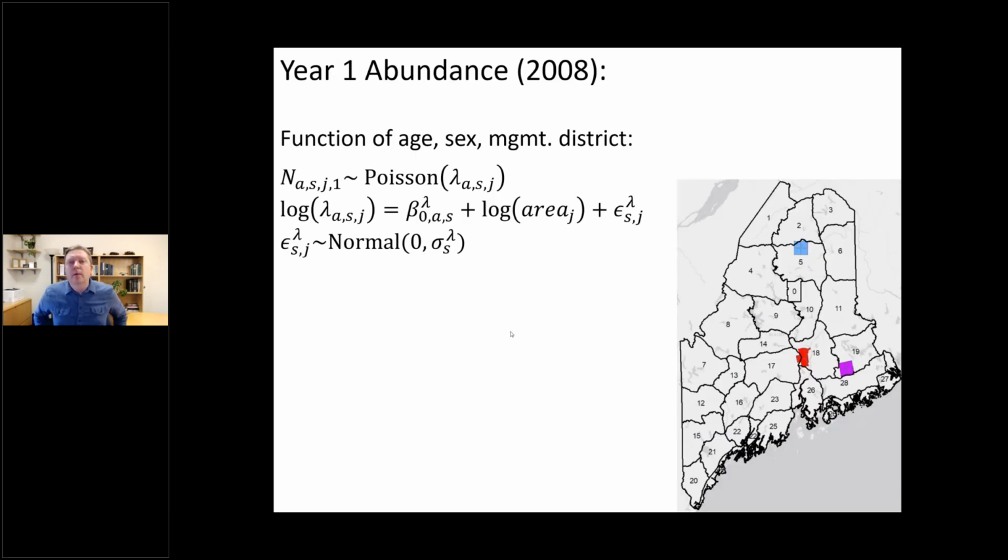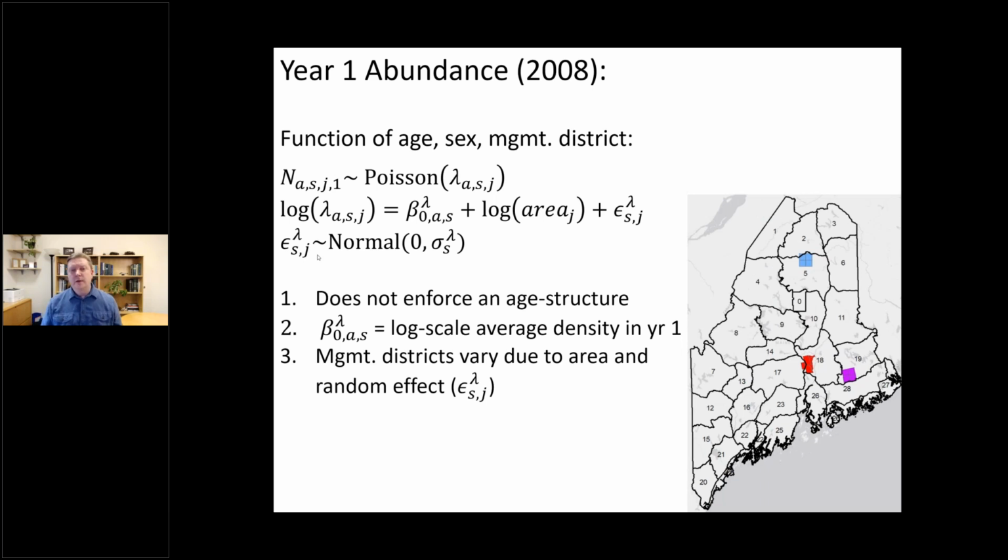And so this is how we start bringing all of these things together. I'm going to first describe the underlying process model about the abundance across space and time, and then how we link these pieces of information back to that underlying process model. So again, abundance in year one. We're going to have some abundance of age class A, males and females, in each of the management districts in year one. We assume that's a Poisson random variable with some mean rate lambda, where we allow lambda to be a function of both the age and the sex, an offset for the area of each of the management districts, and some normally distributed random effect that's specific to each sex and age class.